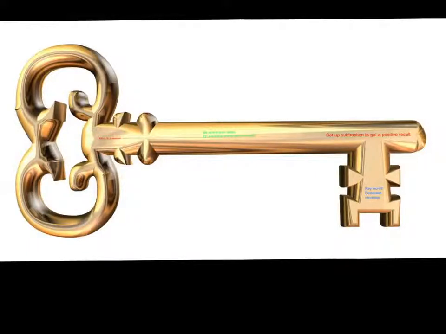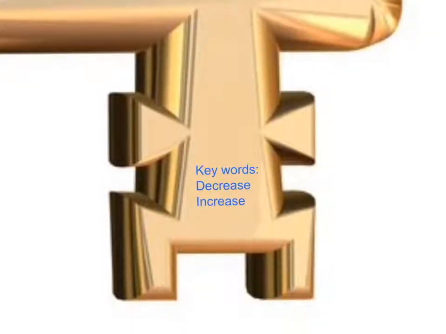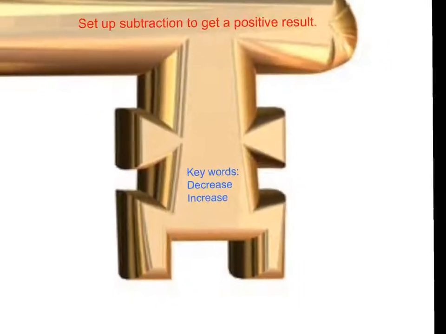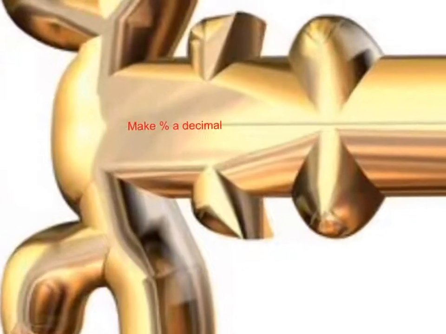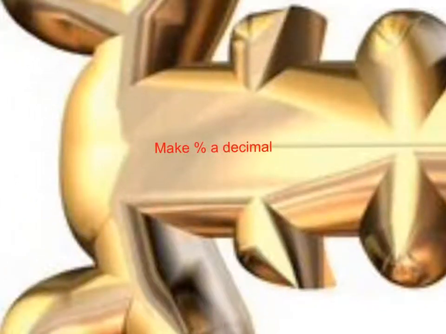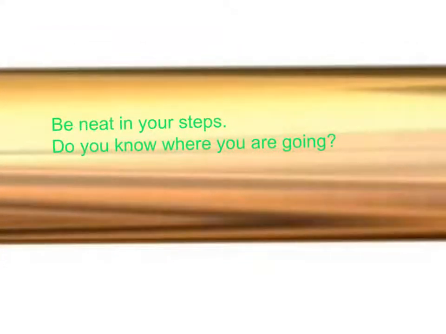So the keys to these problems are, one, make sure that you're looking for and finding your keywords to get an understanding of increased, decreased, withdraw, deposited, and so forth. Make your percentage into a decimal as you go through it. That makes the problem one less step. Be neat with your steps. Make sure you know where you're going, what they're asking you, and understand whether you have to find a percent of increase or decrease, or if you just have to find the subtraction of two numbers.